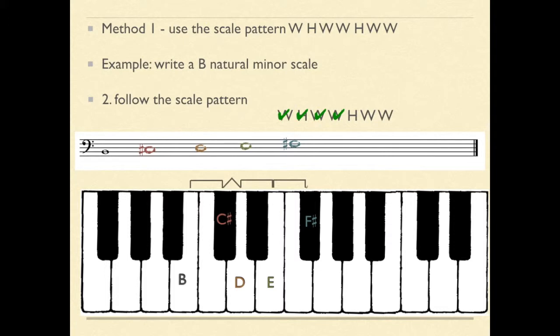Done. Now a half step up from F sharp is G. That goes on the staff. Done. Now a whole step from G is A. That goes on the staff. Done. And one more whole step to B. That goes on the staff. And now we have a B natural minor scale.